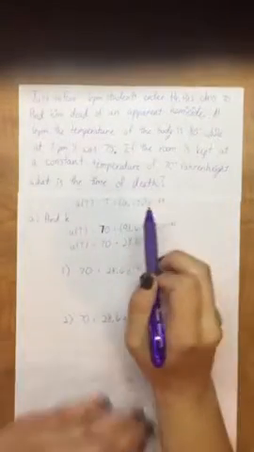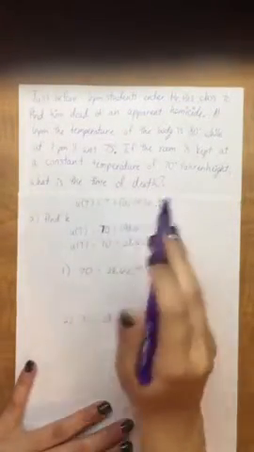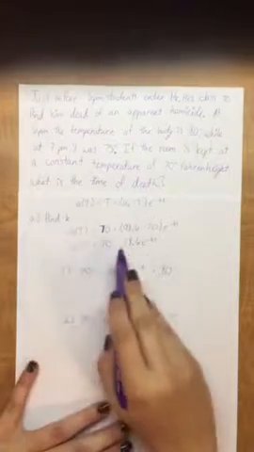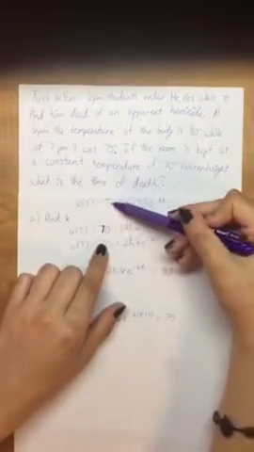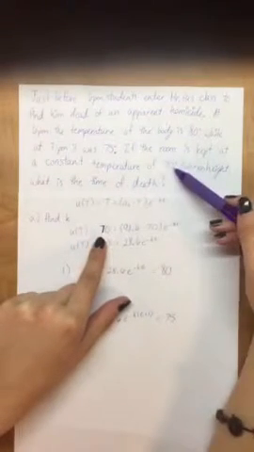After reading the problem, we would look at the equation. Our first step would be to find K. So we would need to plug in all of our knowns. T, the constant temperature of the room, which we found is 70.